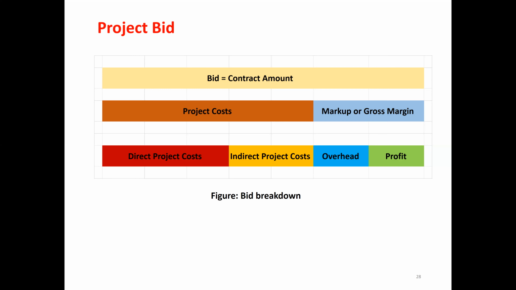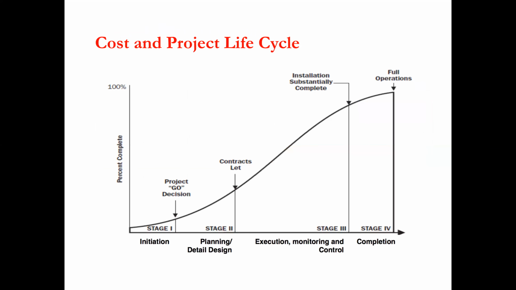Then we have overheads, overhead cost, and then it's a profit. So how much profit margin from the contractor side? This will make our bid. Now we have the cost and project life cycle. We prepare this based on the bid price. We prepare the S curve, so this is the cumulative S curve.